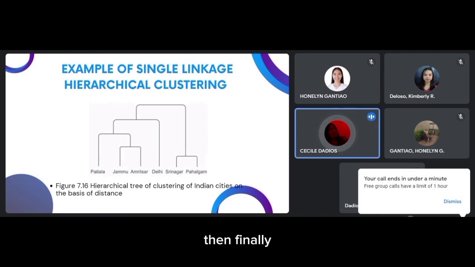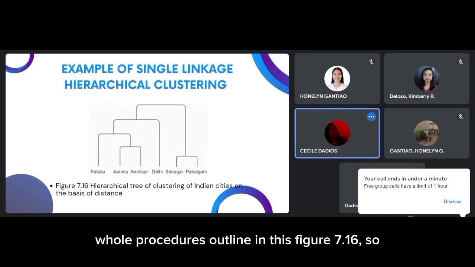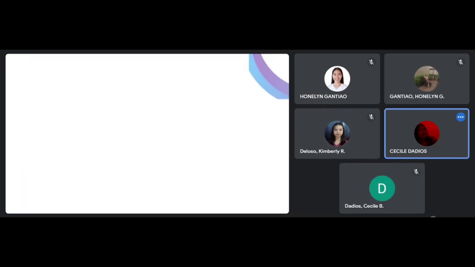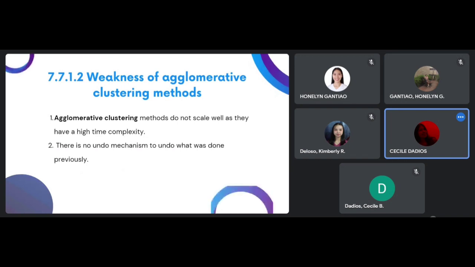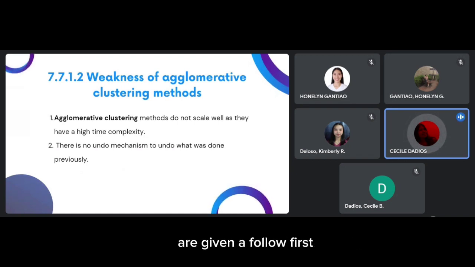Then finally, the last two clusters are merged at the level 235. The whole procedure is outlined in this figure 7.16. So the major weaknesses of agglomerative clustering methods are given as follows.